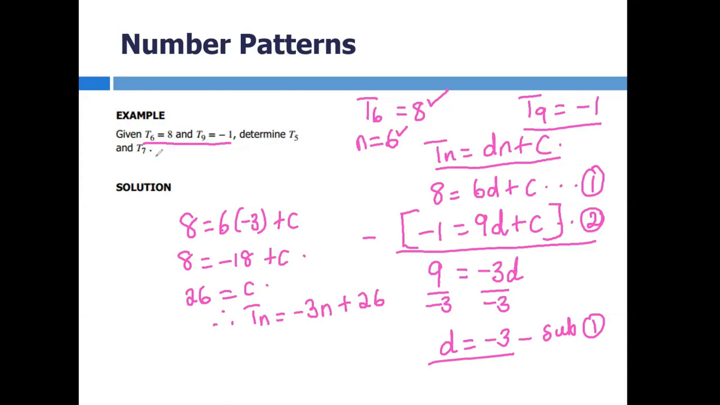I cannot find T7 and T5 without the general term. Now that I've got it, for T5, wherever n is, we put a 5. T5 is -3 times 5 plus 26. Can you give me the answer? Right, this question can come as different things. We can bring it as a diagram. Thank you, guys. So we are getting our answer as 11. Thank you, Kumo, Dimbo, Natalia, Faith.